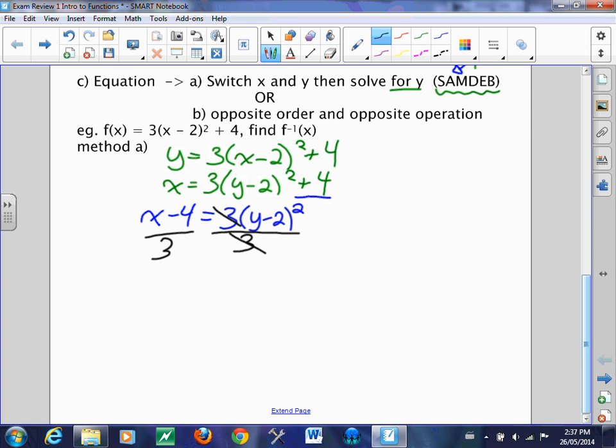Currently I've got squared, so I have to do the opposite operation, which is square root. And when you add a square root in, don't forget to include both the positive and the negative results. How many of you guys made that mistake on your unit test? Go back and check. Okay?